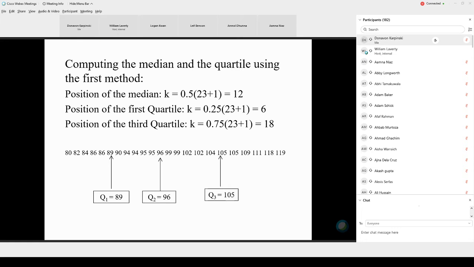If I was using the first method to compute median, 25th percentile, 75th percentile, I get exactly the same results. The position of the median is 12. The position of the first quartile is 6. The position of the third quartile is 18.